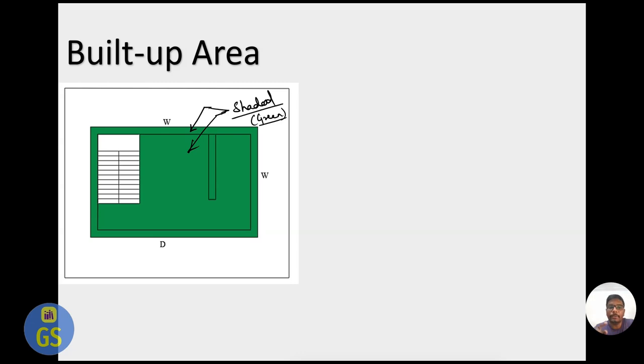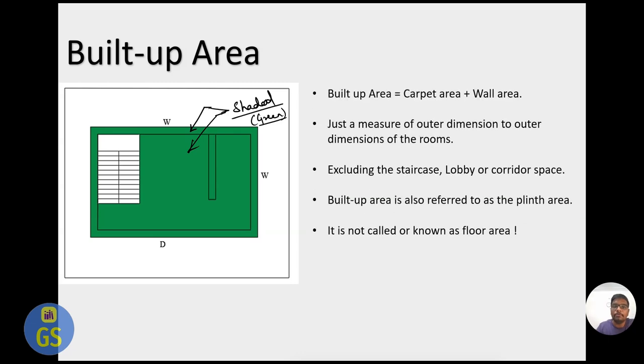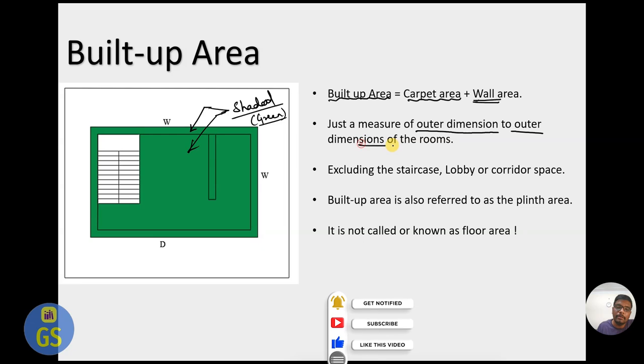In built up area we consider the wall thickness also, but we are not considering the lobby or any kind of staircase area in the area calculations. So this is how the built up area is calculated. What is called built up area? Your carpet area plus wall area is called built up area. We just need to measure outer dimension to outer dimension of all the rooms, including wall thickness. We are considering all this, but we are not considering the staircase, lobby or corridor space in built up area. So all this built up area is also called as what?